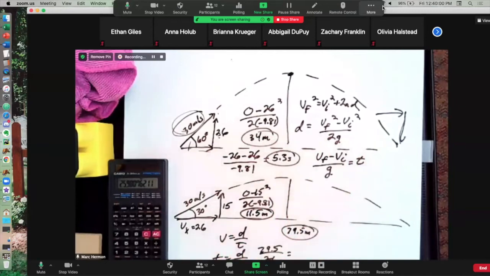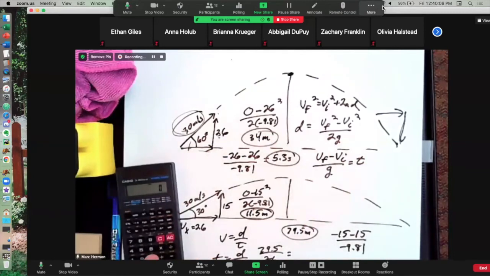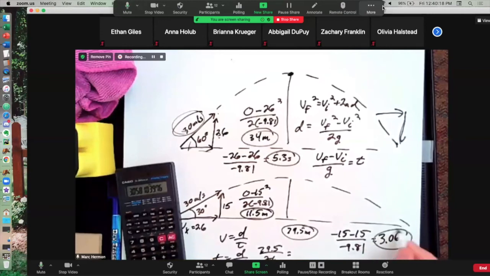So again, this would be negative 15 minus 15 over negative 9.81. So that'd be 30 divided by 9.81. Should be like 3.06 seconds.